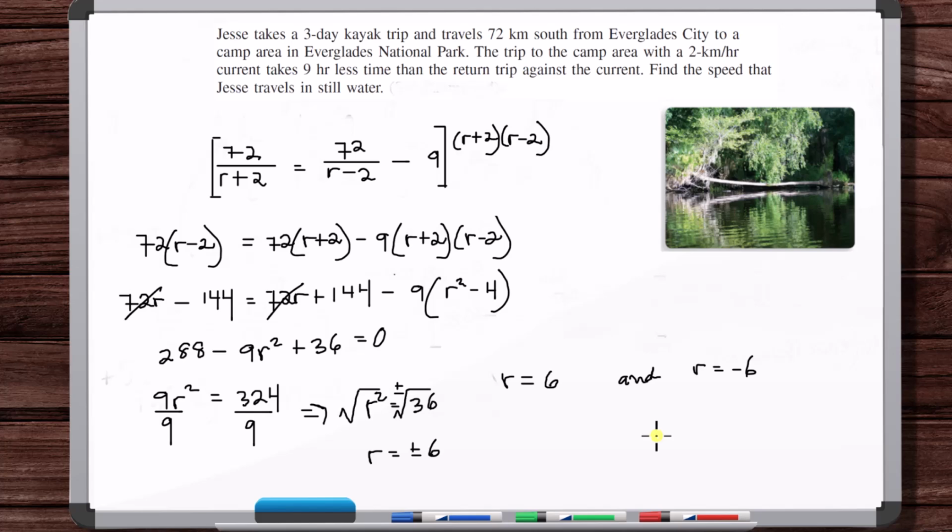All right. Now let's go to the word problem. Do both of these answers make sense? No, you can have a negative velocity, but for this word problem, R equals minus 6 doesn't make sense. So R is equal to 6. The speed he travels in still water is 6 kilometers per hour.